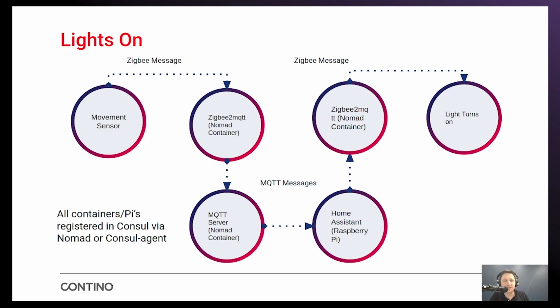But the nice thing is that all of the containers and Raspberry Pis are registered in Consul, either automatically in the case of MQTT and Zigbee to MQTT via Nomad, or via a Consul agent running on the Raspberry Pi. So when I type in Home Assistant, it goes to the Raspberry Pi, and when I type in Zigbee to MQTT, it goes through to the Zigbee to MQTT container.